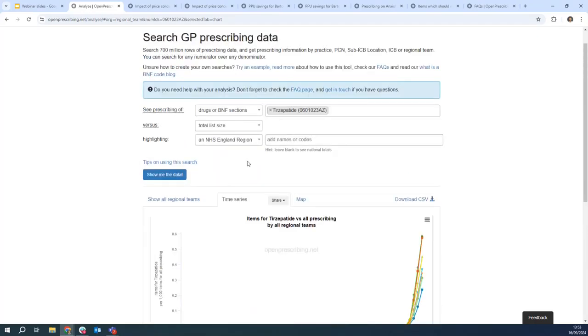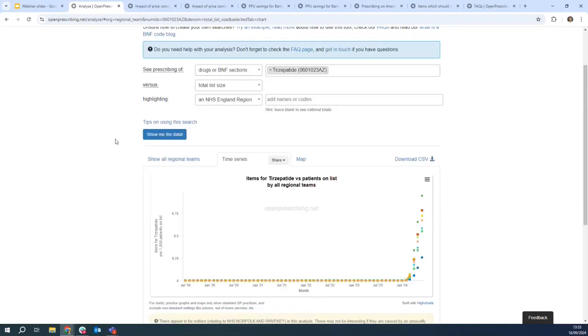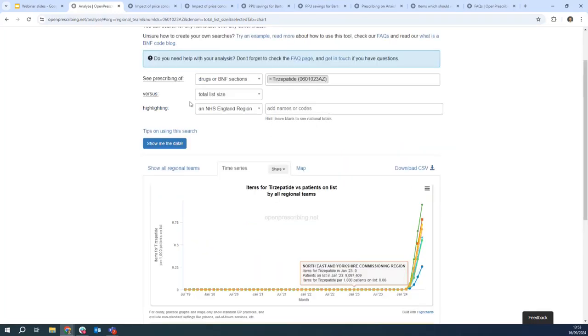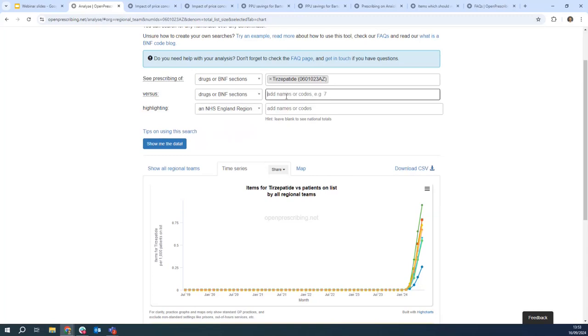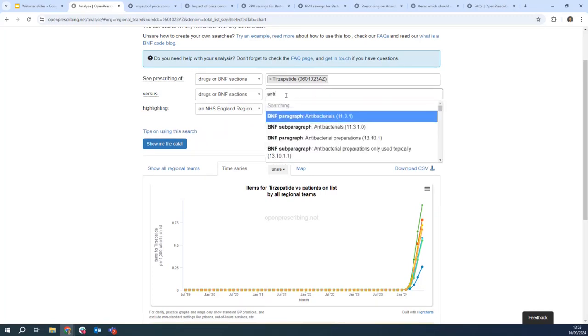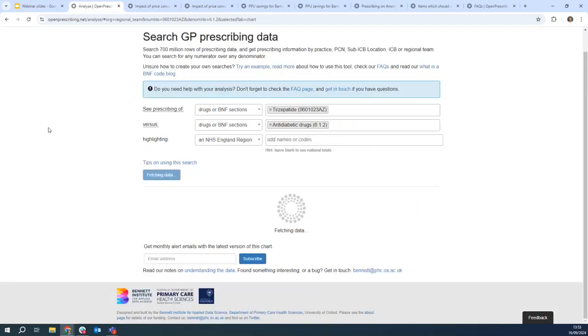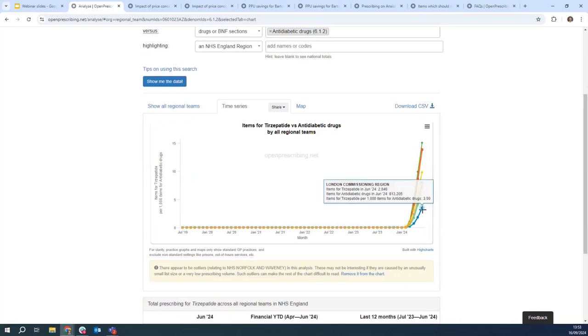Again, maybe that's just because they have more patients in those areas, so you can normalize for list size. So you can see London prescribing less tirzepatide per patient on their list than some of the others. I don't know, maybe you'd want to have a look for total diabetic drugs. Yeah, you can see London's still low.